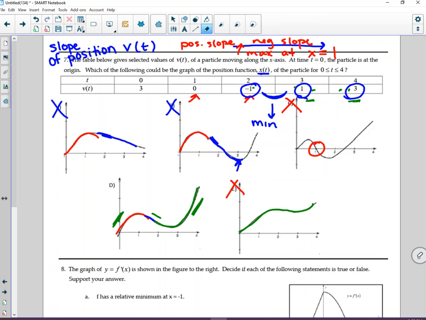What's my velocity look like? My velocity is positive, and then 0, and then negative, and then positive, and then positive. So I should be looking at downhill, uphill, downhill, up, up.